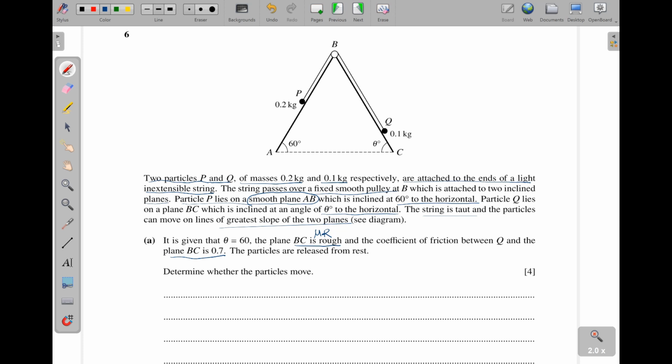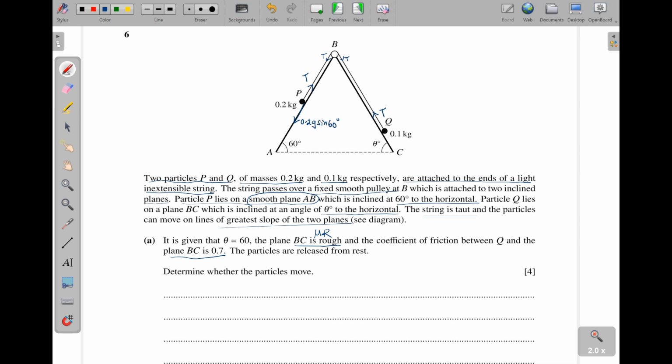To determine whether the particles move, all I need to do is find the acceleration. If the acceleration is there, then the particles will move. Now let's look at the forces acting on these particles. Since this is a string, there is tension generated here, and the same tension there, opposing on the pulley. For any inclined plane, there is always mg sine theta. So 0.2 g sine of 60 degrees.